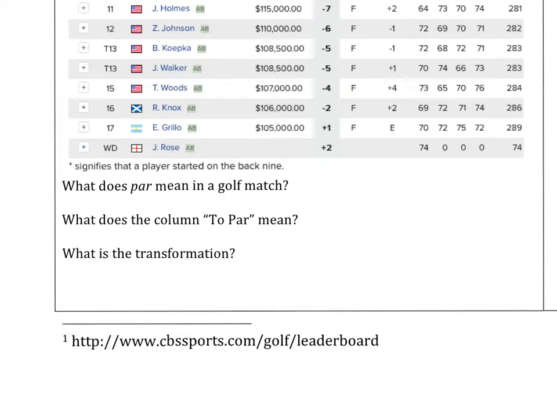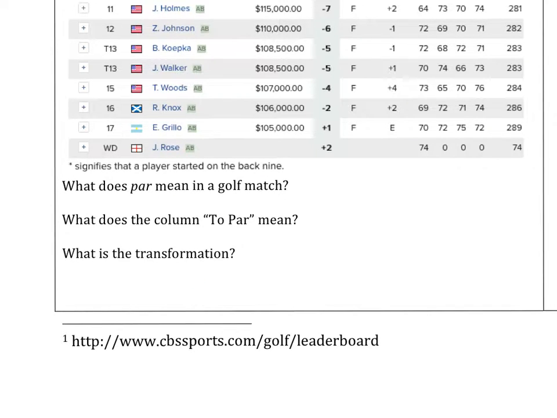Take a moment. What does the word par mean in a golf match? You don't say golf game, you say golf match. Next, what does 2 par mean in the column? And so what transformation is happening? So take a few moments with your neighbor and chat about that.